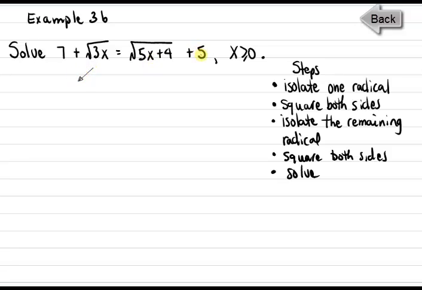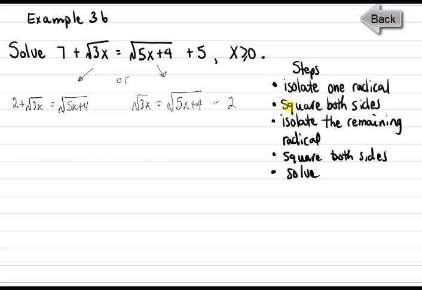If I choose to move the 5 over to the left and it becomes negative, that's going to give me 2 plus the square root of 3x is equal to the square root of 5x plus 4. Or if I choose to move the 7 over to the right, I would get the square root of 3x equals the square root of 5x plus 4, and then 5 minus 7 is negative 2.